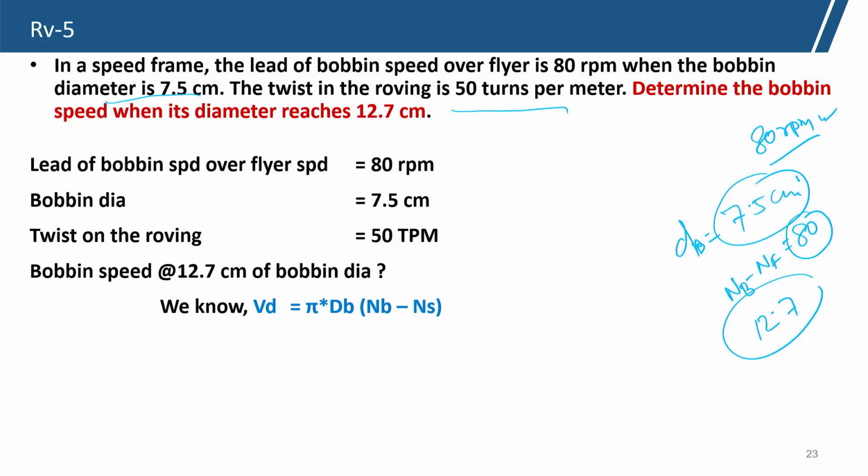So, we know this equation: Vd equals pi dB times (NB minus NS), where bobbin diameter is given and this is also given. So, we can calculate the delivery speed directly.